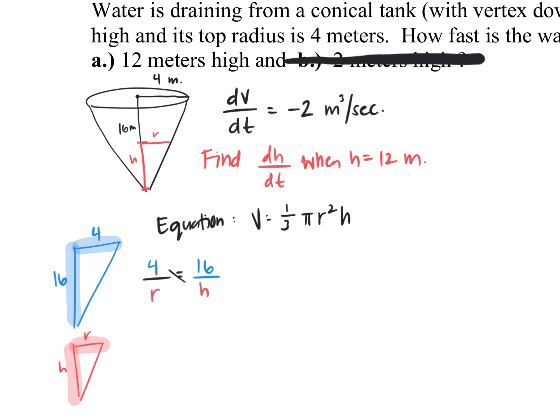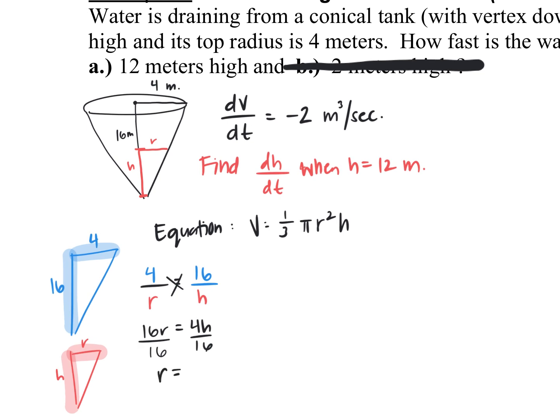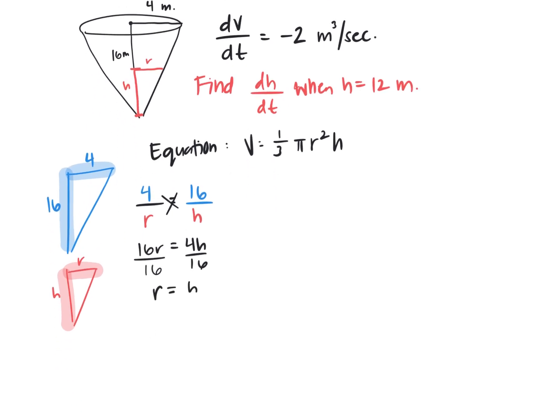Now if I cross multiply this and solve for r, I'm going to have 16r is equal to 4h. Divide by 16, and I get that r is equal to h over 4. And I solved for r because we're trying to find dh/dt, and I know what h is equal to, so I'm going to be able to plug this value into my equation and then only have the variable of h left over. So we're going to take this now and plug this in here.